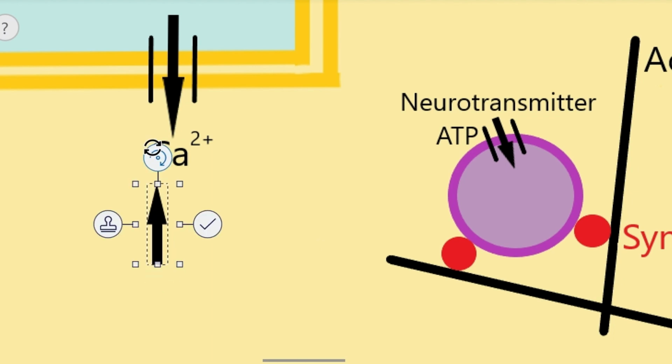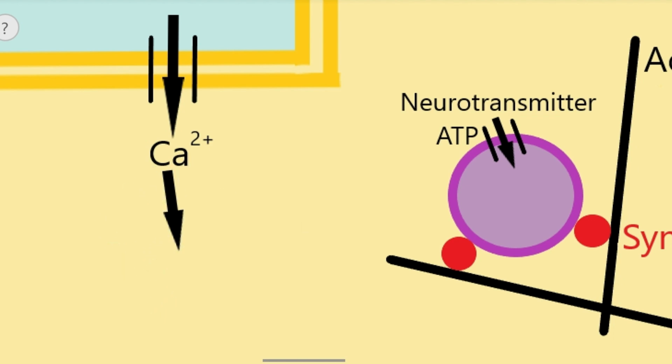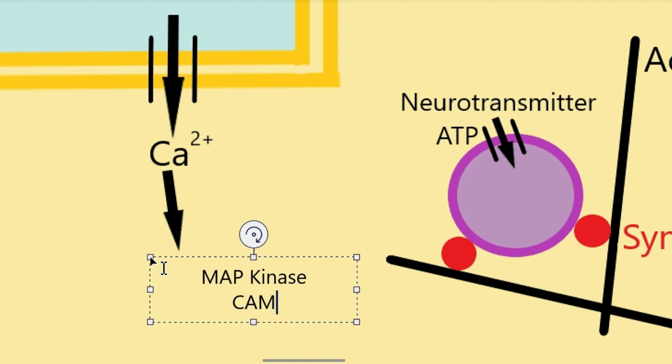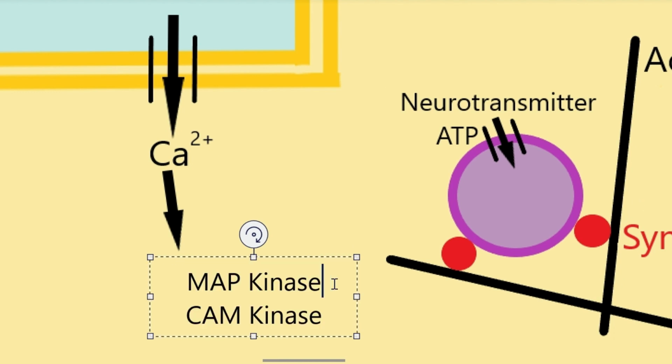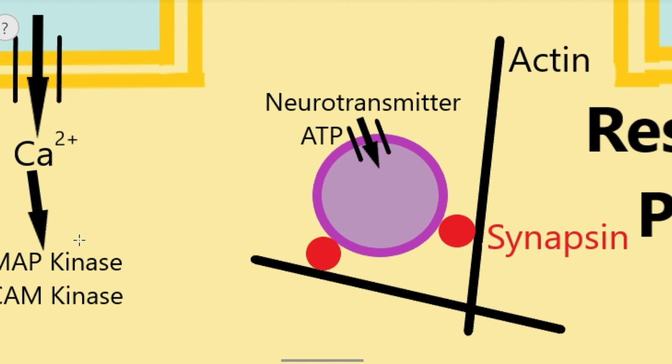It actually interacts with several proteins, but most importantly for our purposes here are kinases. Now, kinases are essentially proteins that phosphorylate things. So we have MAP kinase and CAM kinase, which are activated essentially by this calcium influx into the cell. And once these are activated, as kinases do, they like to phosphorylate things. What are they going to phosphorylate? Well, they're going to phosphorylate our friend here, the synapsin.